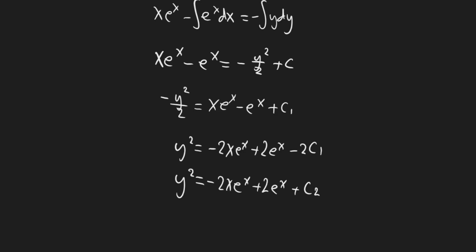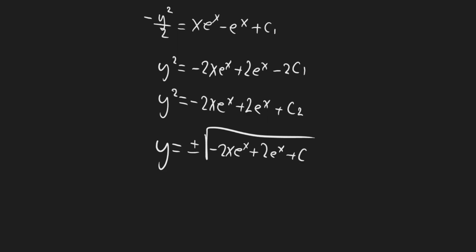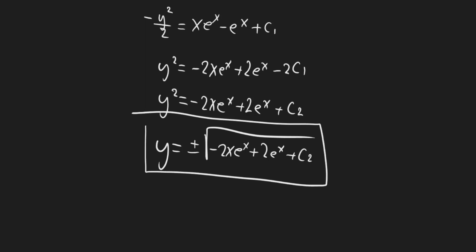Okay, so then all we have to do is take the square root, and we have our answer. Negative 2x e to the x plus 2e to the x plus c2, all under the square root. And that's going to be the answer.